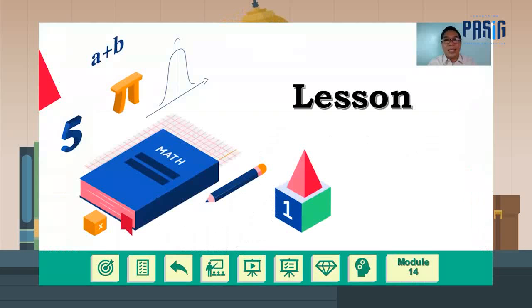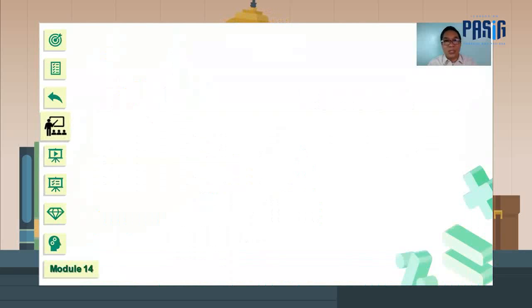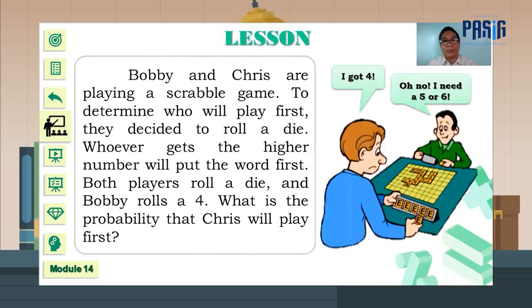For our lesson, let us start with this situation and try to ponder it. Bobby and Chris are playing a Scrabble game. I know everybody knows what the Scrabble game is. To determine who will play first, they decided to roll a die. Whoever gets the higher number will put the word first. Both players roll a die, and Bobby rolls a 4. What is the probability that Chris will play first?